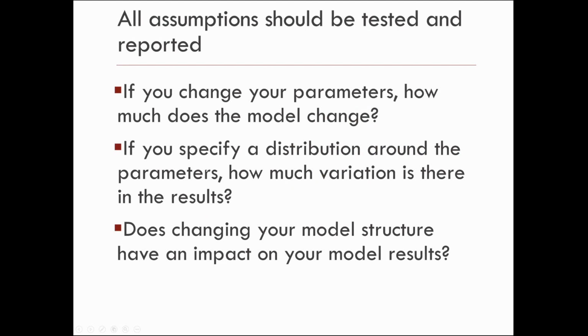Whenever we're using a group level model, we want to make sure that these assumptions are tested and reported. So if you see a model that's reporting an answer from an SIR or other group level model, you want to make sure that they're telling you about what parameters they're using and what structure they're using, but also if they change their parameters, how much does the model change? One of the common ways of doing this is to specify a distribution around the parameters and vary the parameters you use from that and see how much the results vary. Here, the parameters refer to those speed assumptions. And then lastly, if they vary their assumptions about structure, how does that impact the model results? So these are the types of things to think about in group level models.